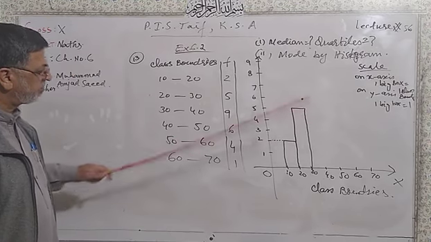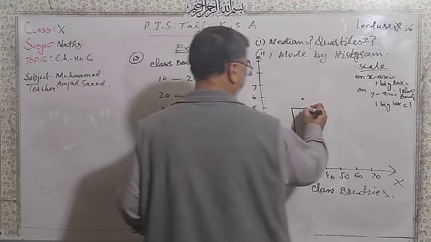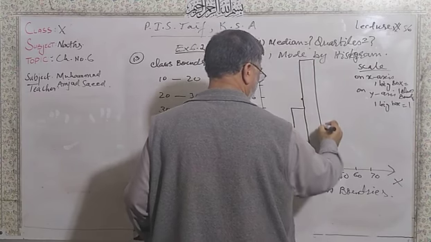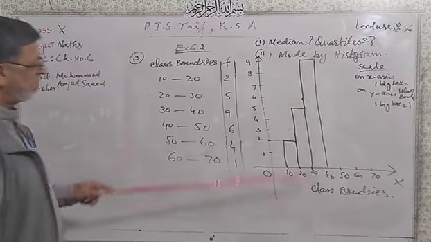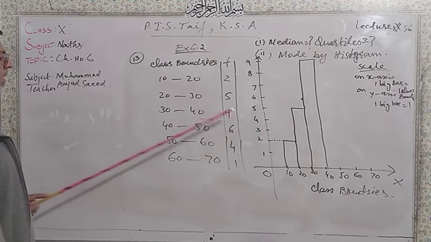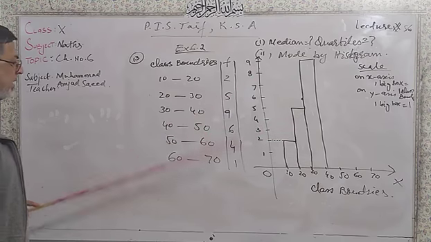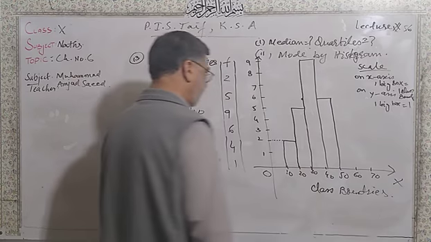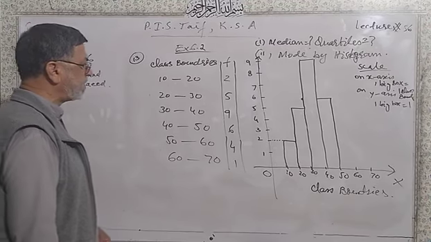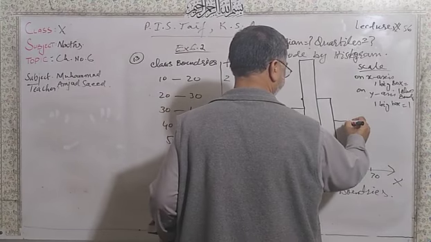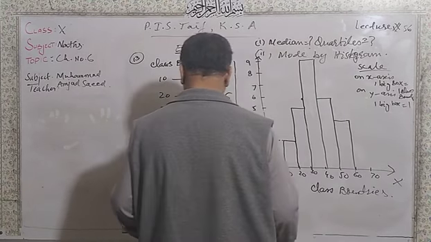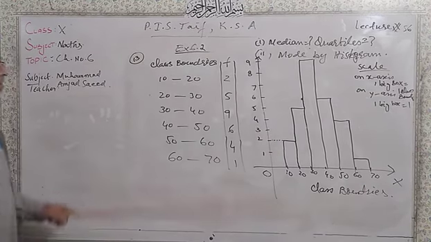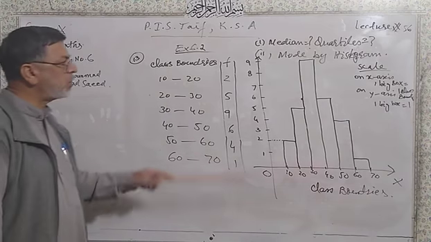This is 5. Next is 9. Here is 9, from 30 to 40 we have the frequency as 9. Next, 40 to 50 is 6. Then 50 to 60 is 4, and 60 to 70 is 1. Dear students, this is the histogram.